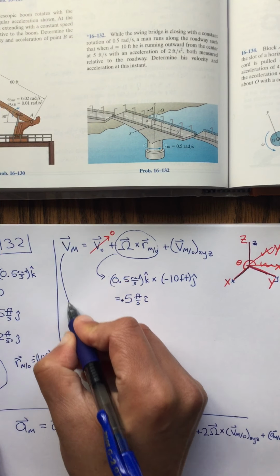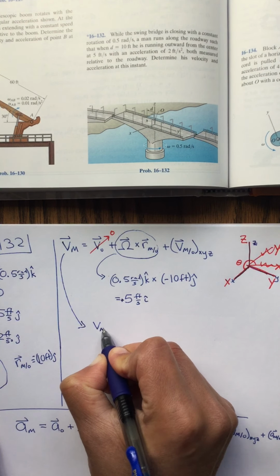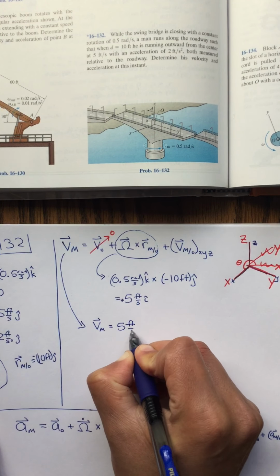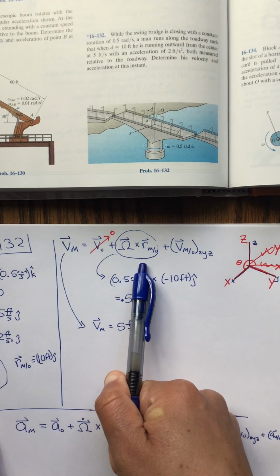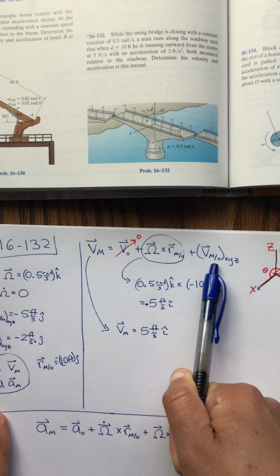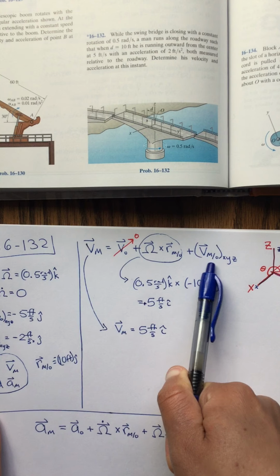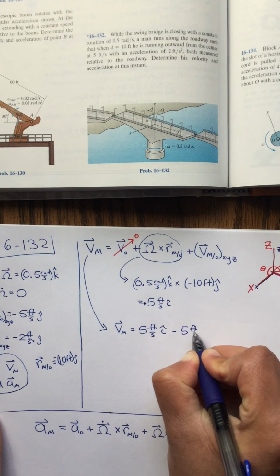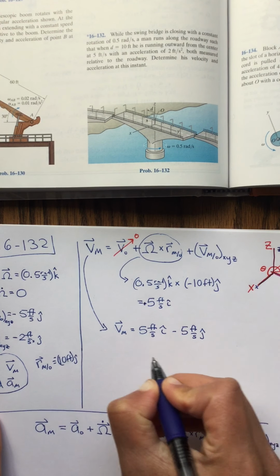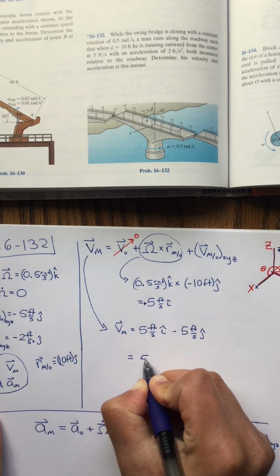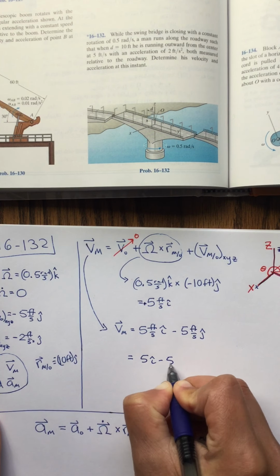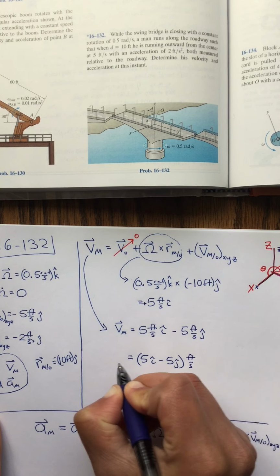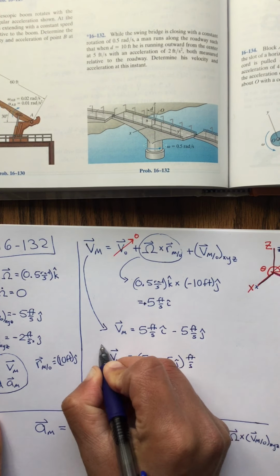So now I'm going to take this whole equation here and figure out what the velocity of the man is. So I have 5 feet per second in the I hat direction from doing the cross product, plus the relative velocity of the man with respect to point O as measured in the little XYZ coordinate system is negative 5 feet per second in the j hat direction. And let's write this as 5 I hat minus 5 j hat feet per second.